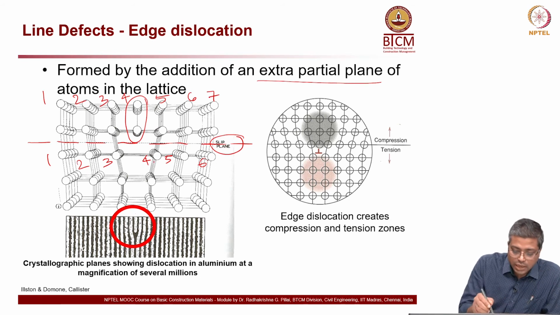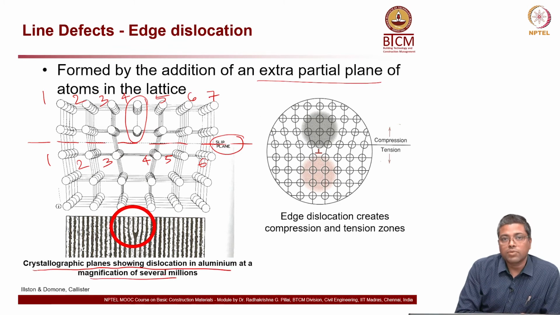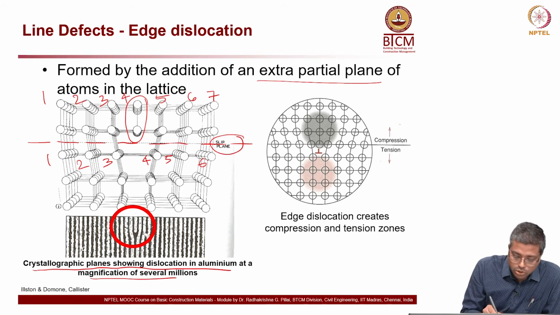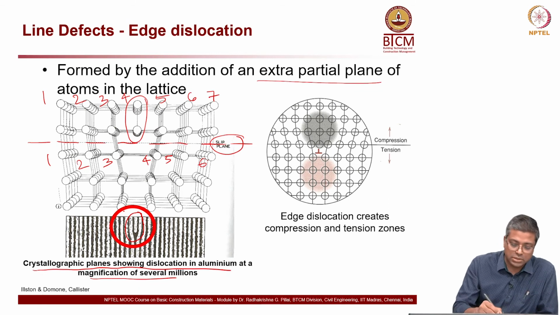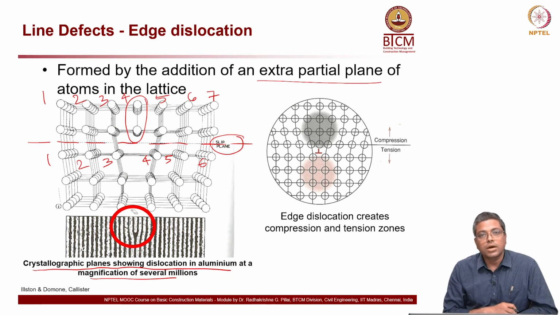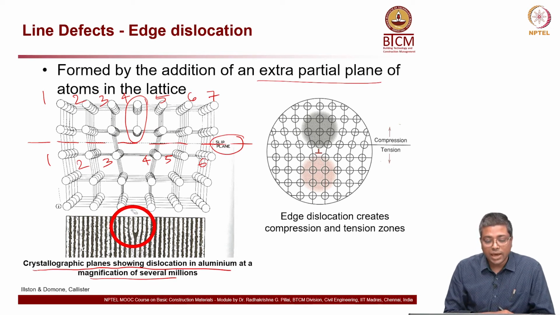Now, that is a sketch. At the bottom left you can see an actual image of a crystallographic plane showing dislocation in aluminum at a magnification of several million. This is an actual image using a microscope. You can see that there is this extra layer present there. This is clearly showing what an edge dislocation is.